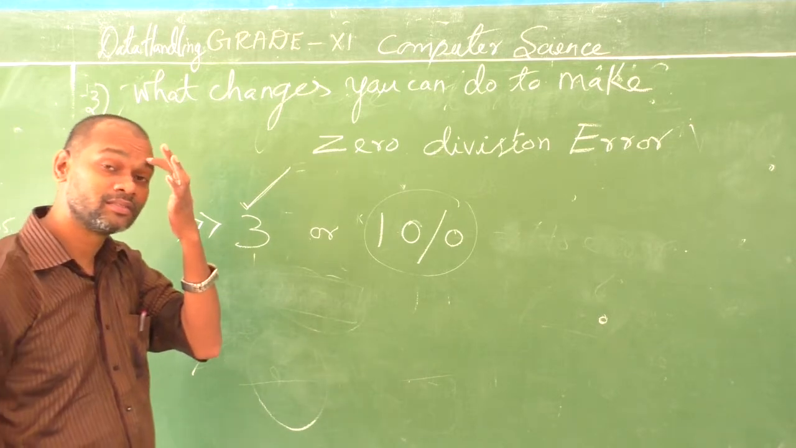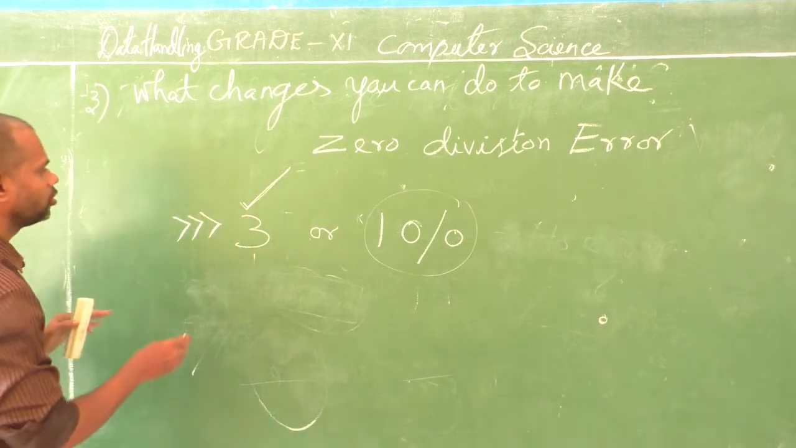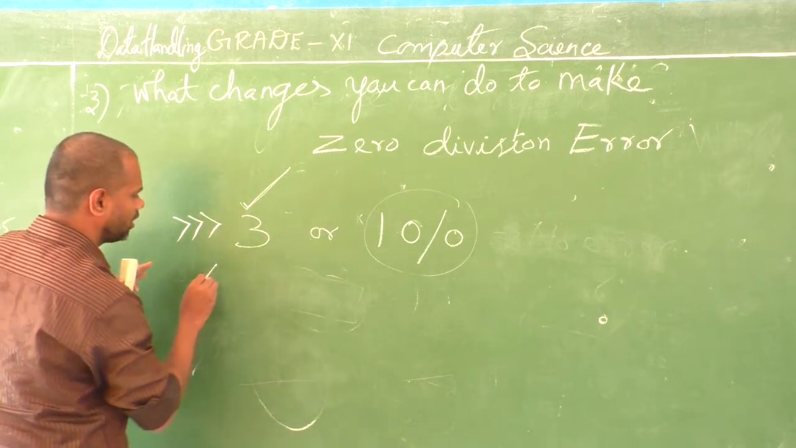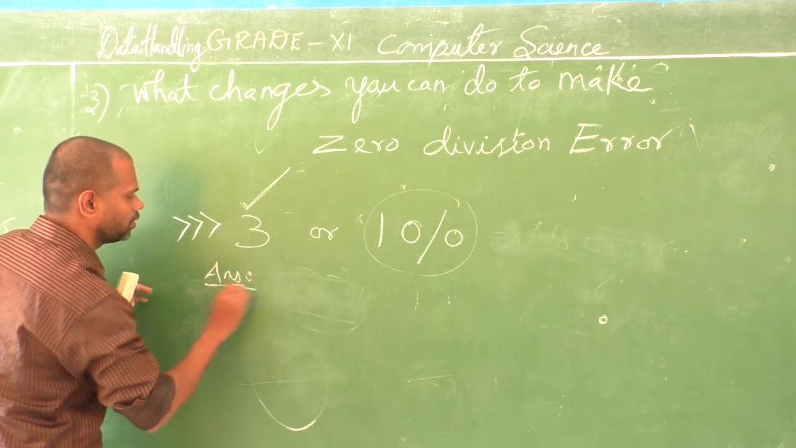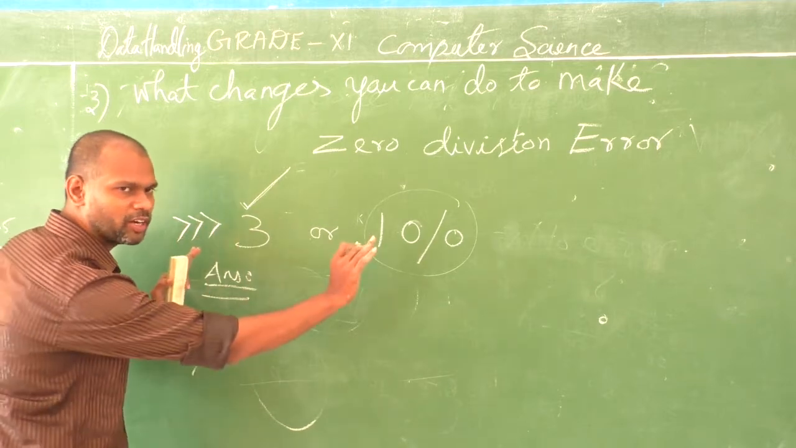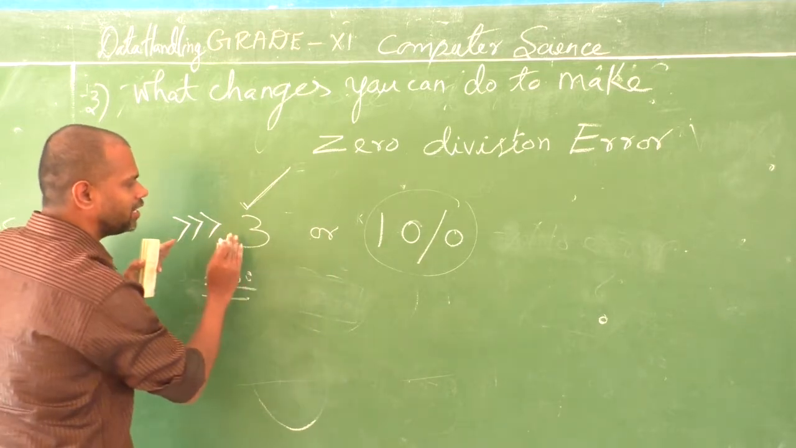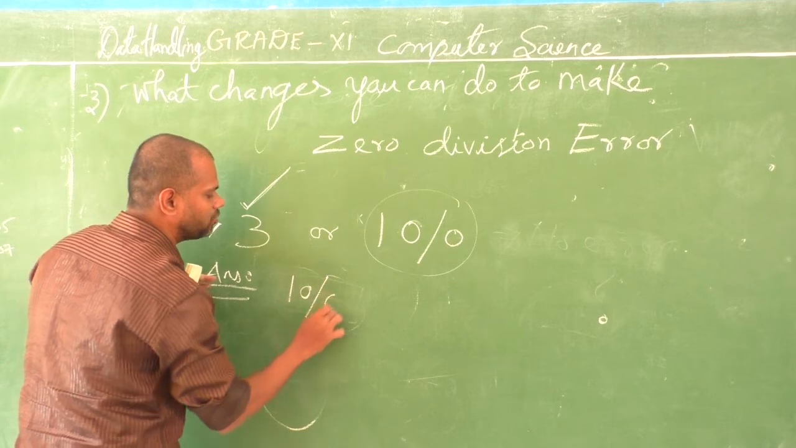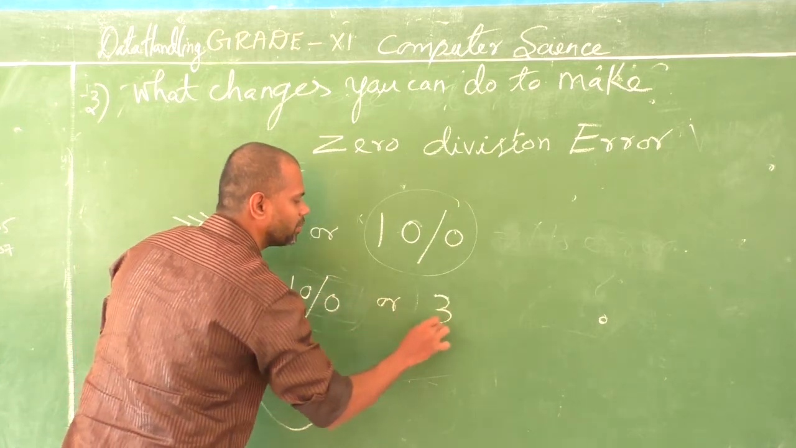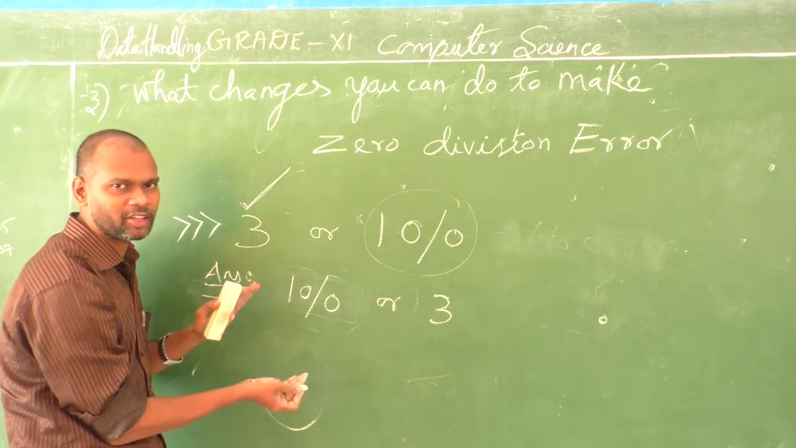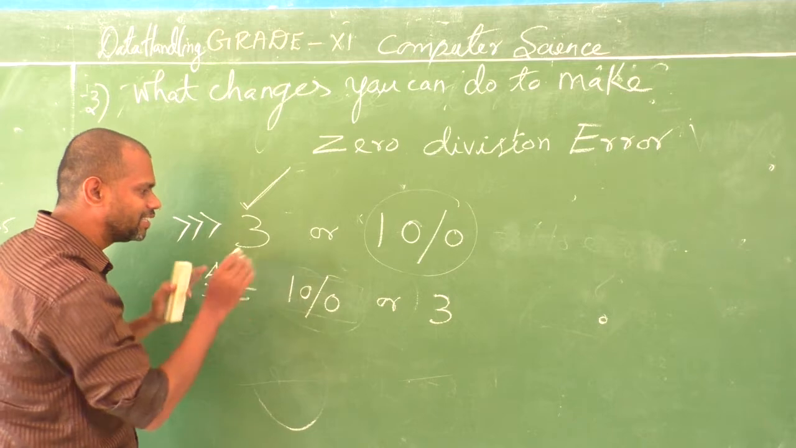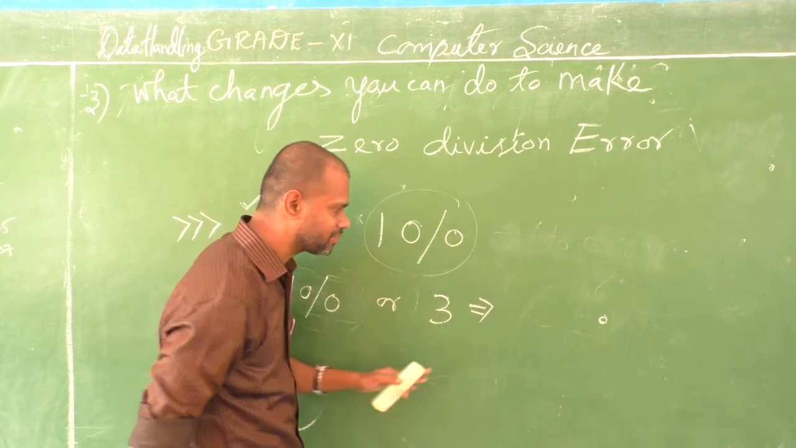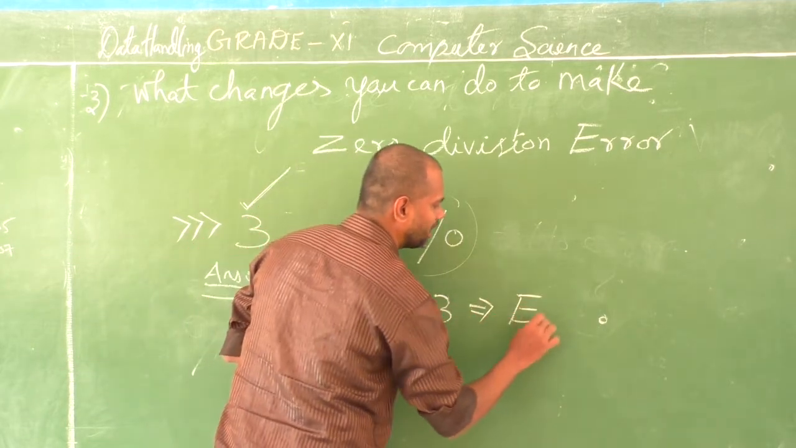Any idea? Okay, I will tell you. You see, instead of writing 3 or 10 by 0, if I write 10 by 0 or 3, both are the same expression written in a different manner. But this time it will show error or no error? Yes, this time it will show error.